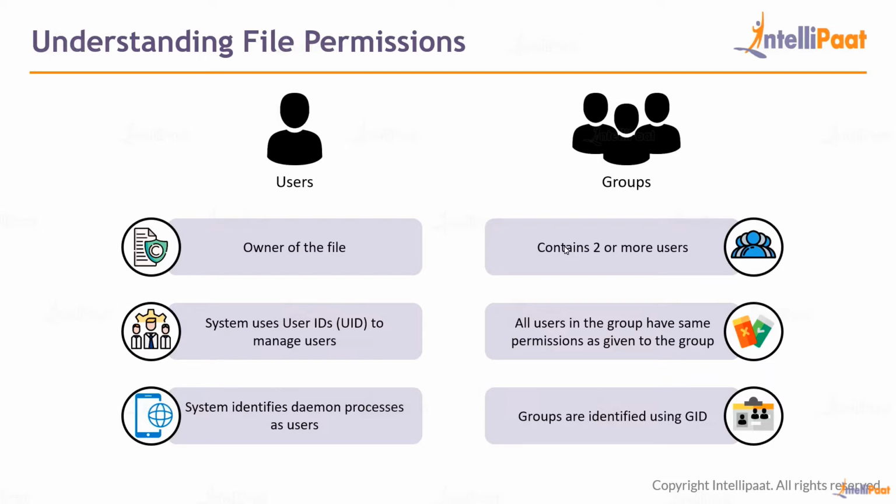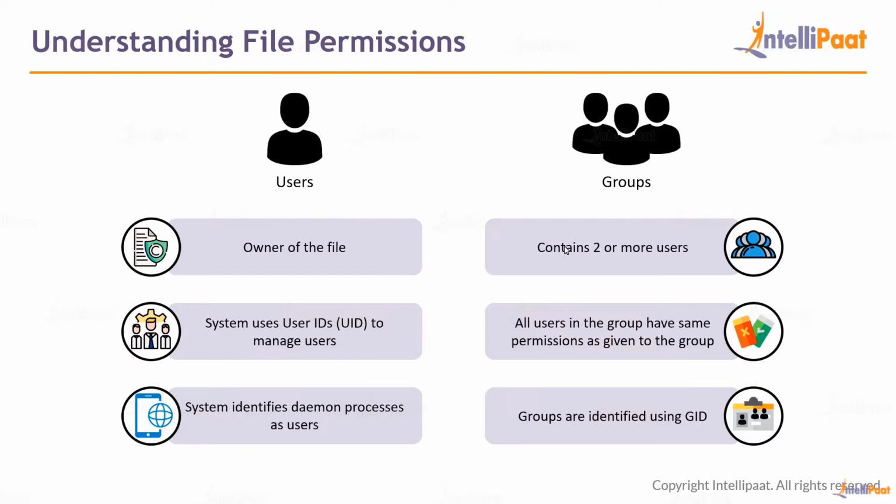And then the system identifies daemon processes as users. Daemon processes are background processes, and the system will assume that a background process is running because a user has induced it, because mostly it is the user who is inducing it. Only if the user switches on to the system will those background processes start to run.